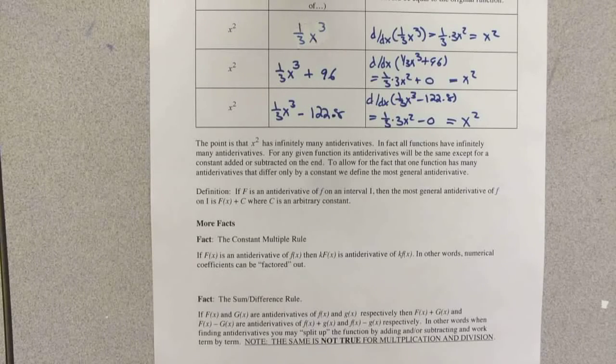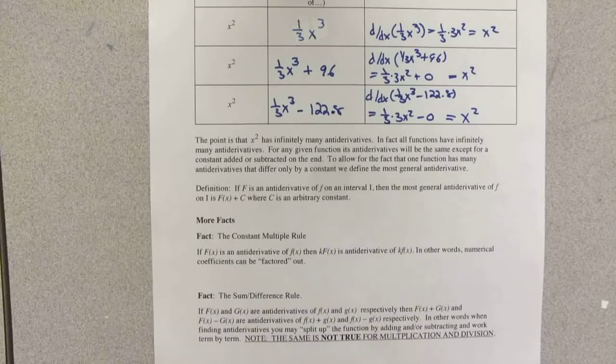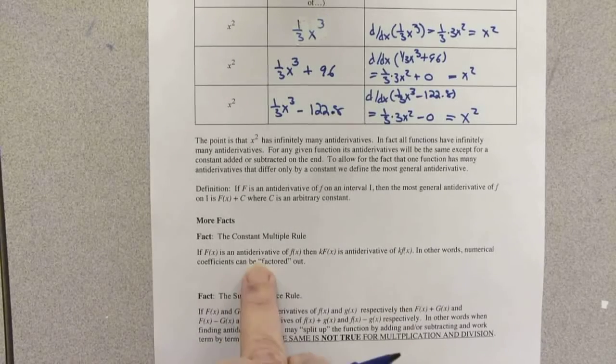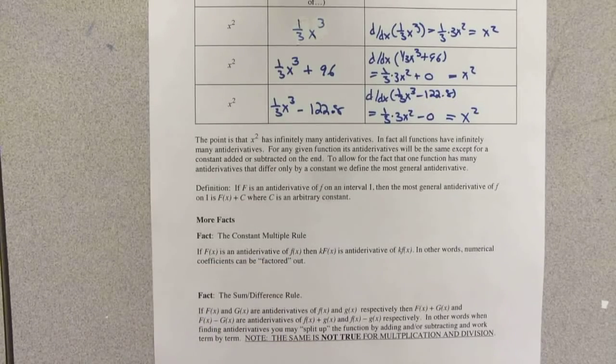So now coming up with some more facts. Fact, the constant multiple rule. If capital F of x is an antiderivative of little f of x, then k times capital F of x is an antiderivative of k times little f of x. In other words, numerical coefficients can be factored out. And actually you are factoring it out, but we'll just go with parenthetically factored out.